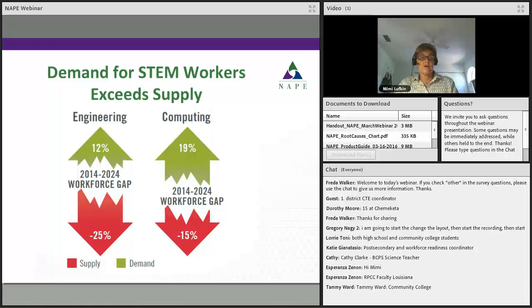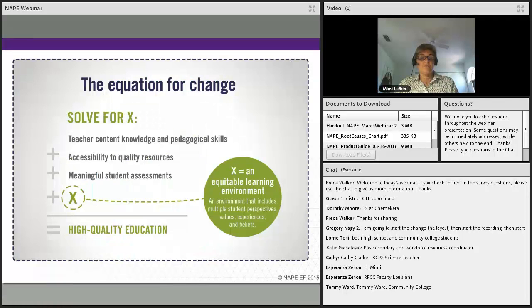And of course, the last thing is the demand for STEM workers continues to exceed the supply. Our engineering and computing workforce is continuing to grow. However, the supply of engineers and individuals with computer skills is actually in decline. So this also needs to shift.